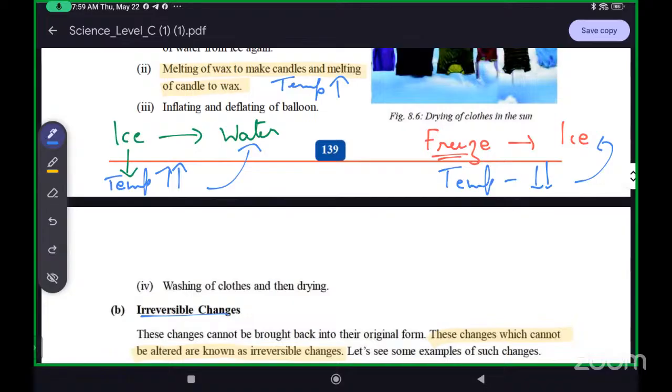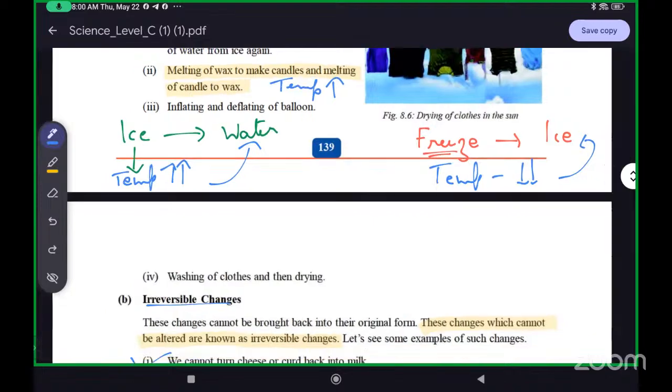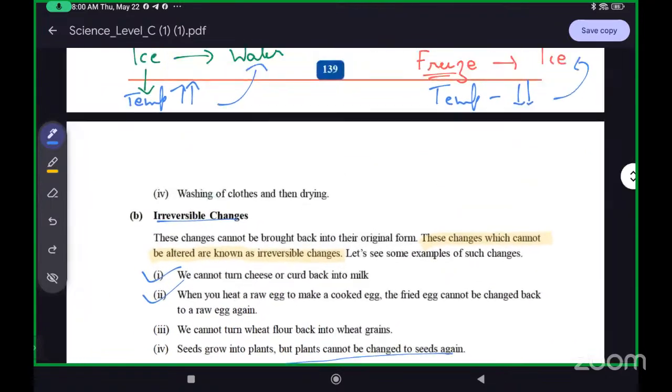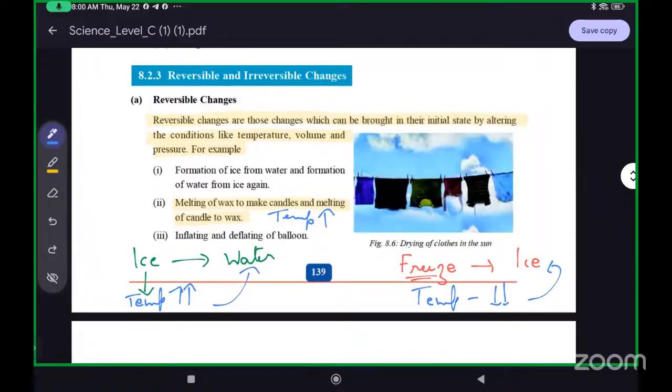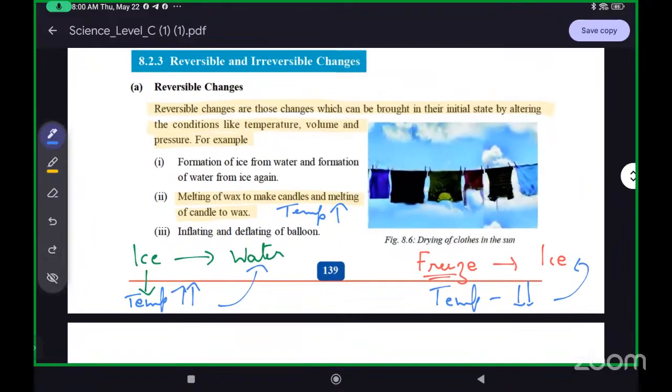Reaction of iron with air. What about that, Abraham? It can be reversed. Yeah, ma'am. Because we can remove rusting. That's what you want to say, Abraham. Because rusting can be removed.